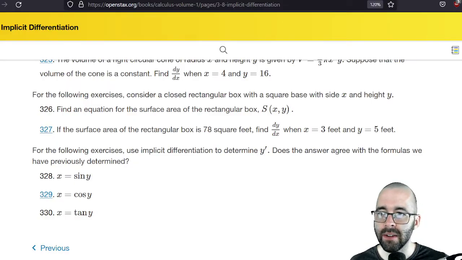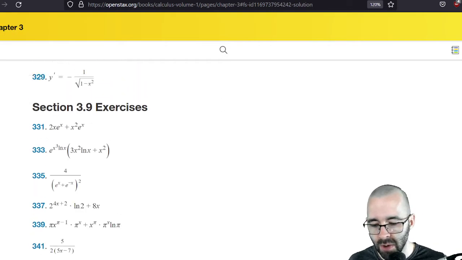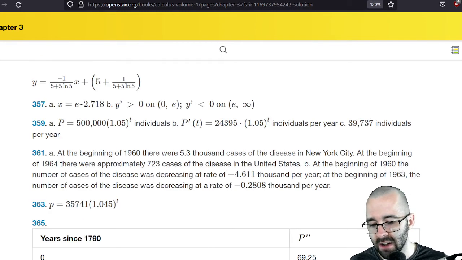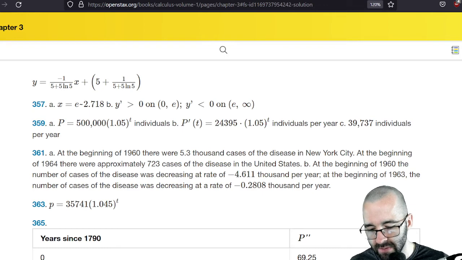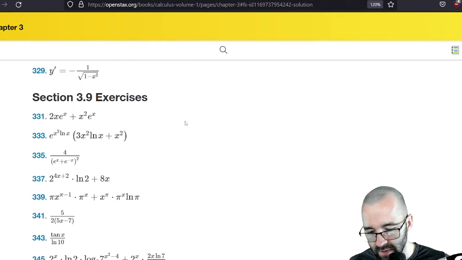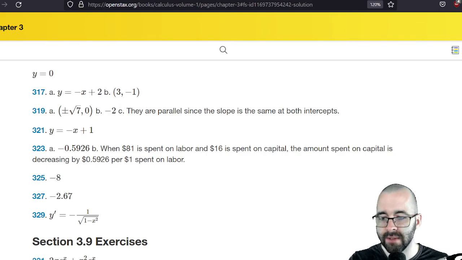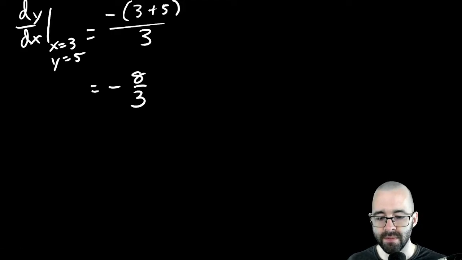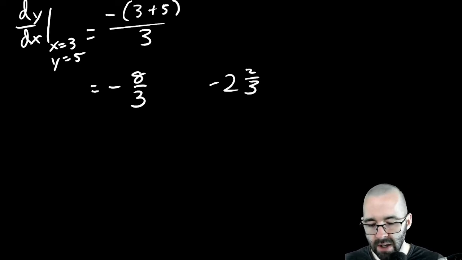And again, as a reminder, you'd always check your answer to these odd problems. Sometimes the book has errors, but if you think there's an error, just ask me about it. Let me know. We're looking at 327. It says negative 2.67. Is that what we got? Yep, that's negative 2 2/3. Negative 2.67. Great, we did it.